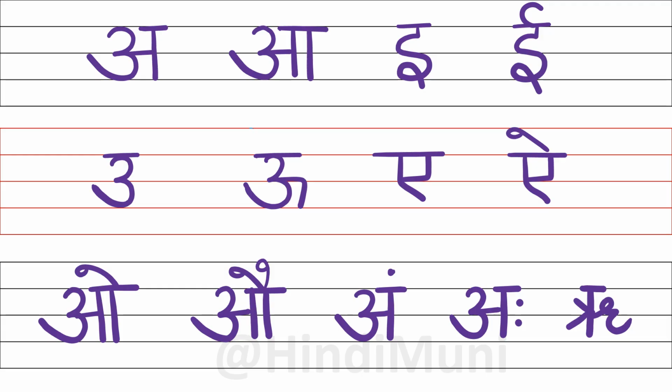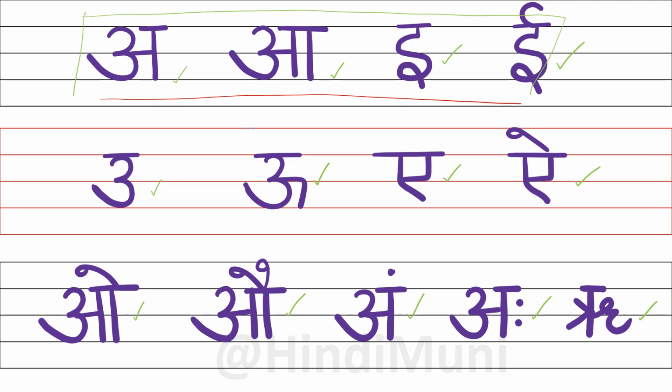In this lesson, we'll be looking at the first 4. But before that, just a quick overview of the pronunciation for all of them. This is a, i, u, e, ai, o, au, am, ah, ri. In this lesson, we'll be looking at the first 4. इस पार्ट में हम प्रथम 4 स्वरों के बारे में सीखेंगे.